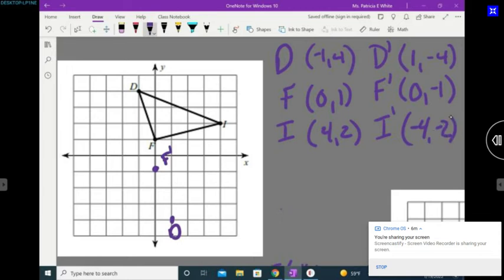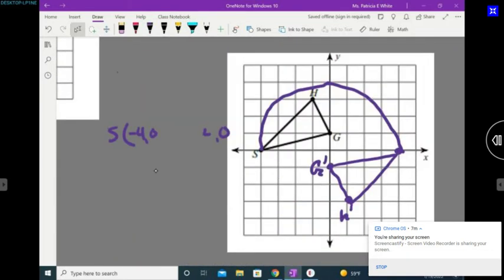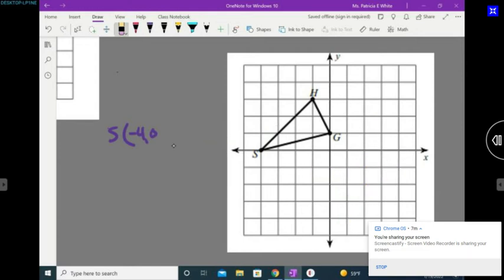How many quadrants is 180? How many times does 90 go into 180? 2. I is in quadrant 1. What's 1 plus 2? 3. So I prime needs to be in quadrant 3. Think about what quadrant. If it's 180, you're only adding 2 to whatever quadrant.